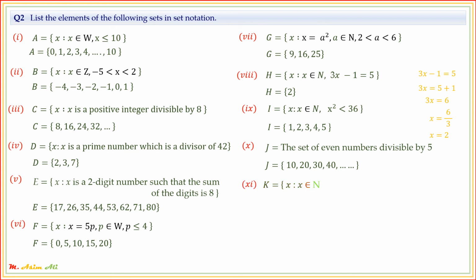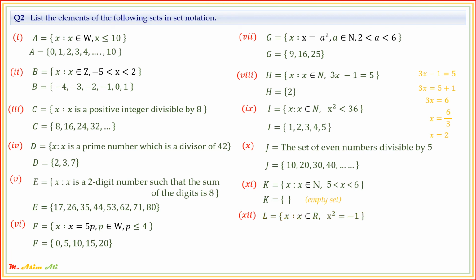Okay, 11th example, set K is a set of elements X such that X is a natural number and X is between 5 and 6. So we have to write all the natural numbers which are between 5 and 6. Since there is no natural number between 5 and 6, we have 5.5, 5.3, etc., but they are not natural numbers. They are numbers but not natural numbers. So since there is no natural number between 5 and 6, there can be no element in set K. So K is an empty set.